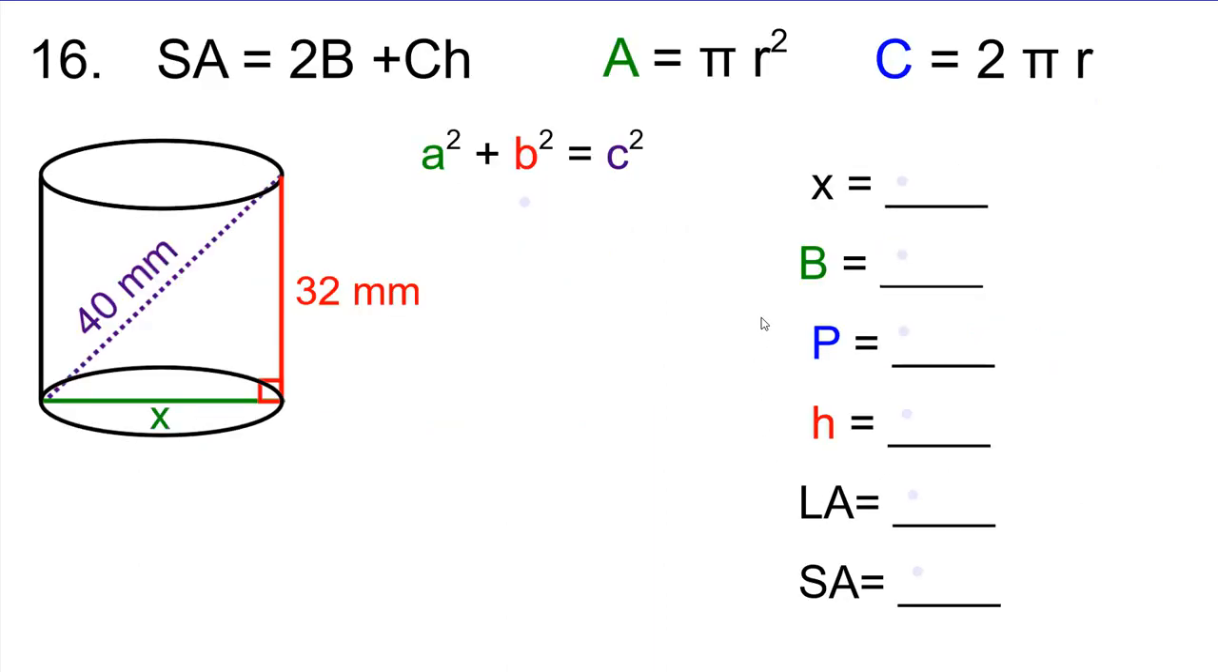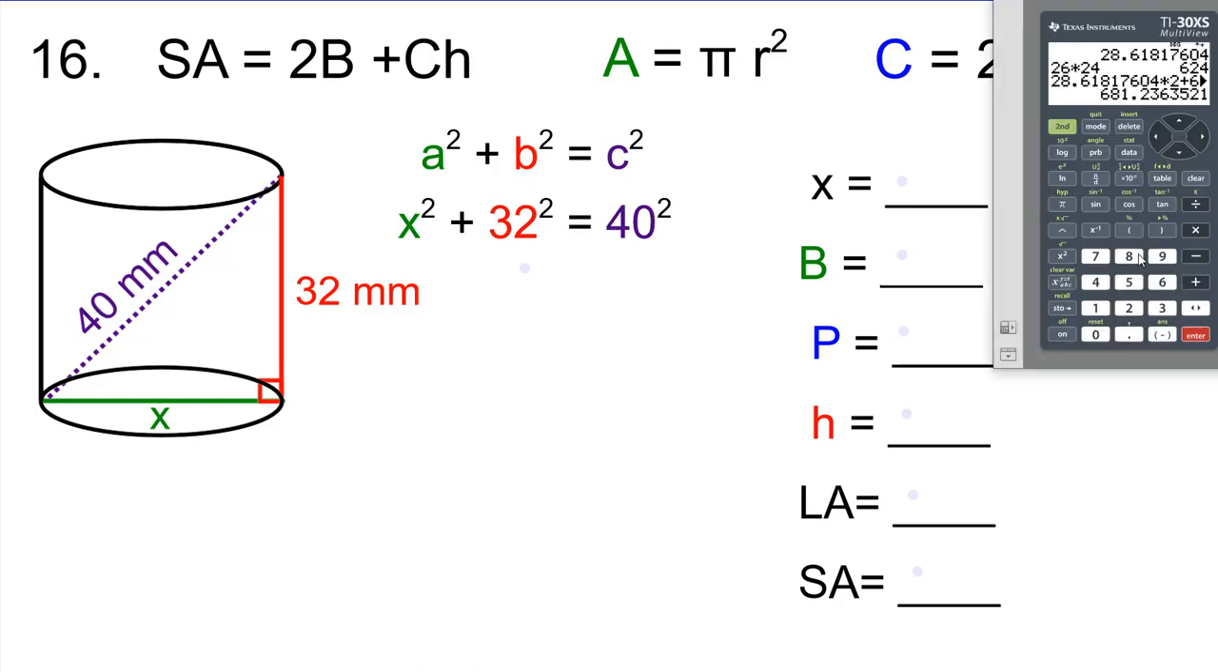All right, number 16. On 16, first thing we have to do is solve for x. We do have a right triangle, so we're going to do 40 squared minus 32 squared. So it looks something like this. We're solving for a leg, so we subtract. So the hypotenuse squared minus the leg squared. When we do that, I'll just put in the calculator. So 40 squared minus 32 squared.